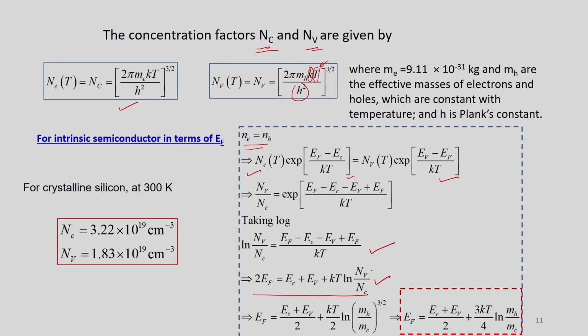Okay, and if we substitute this expression here, we can relate it in terms of Mh and Mc. So finally, if we simplify, our expression will be something like this. Since for an intrinsic semiconductor Mh and Mc are the same, this part will be 1, so ln of 1 is 0, so this part will be 0. So this Fermi energy level Ef is at the center of the conduction band and valence band energy. That is what is derived.